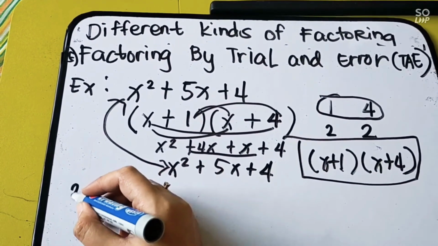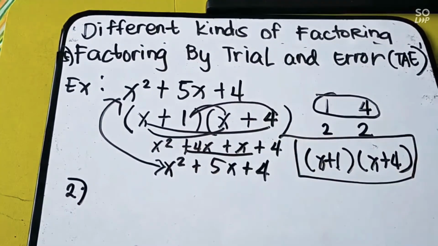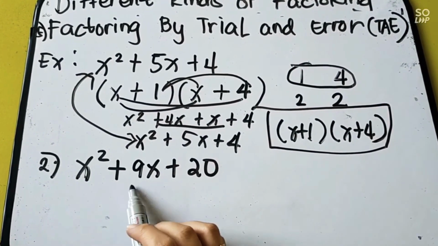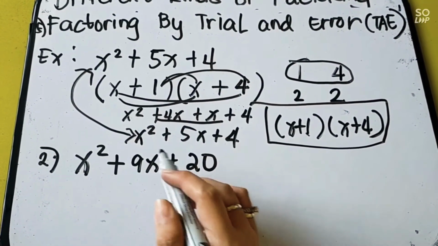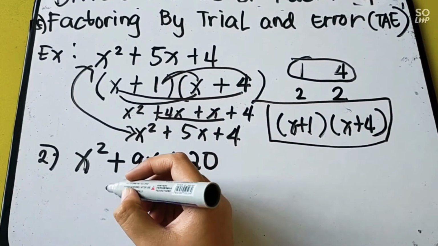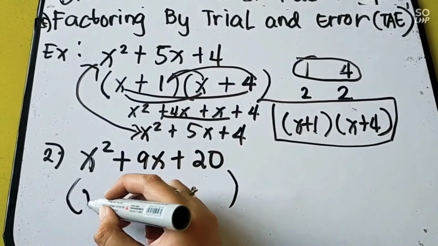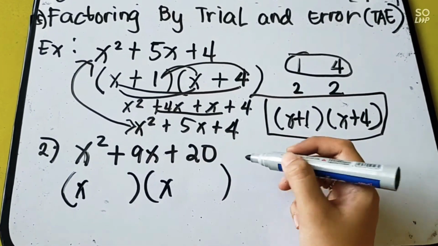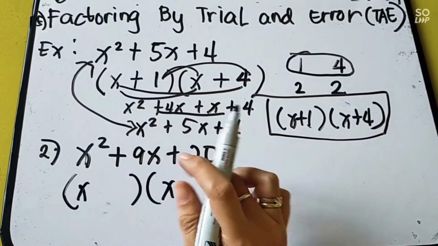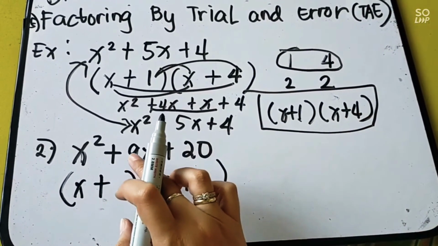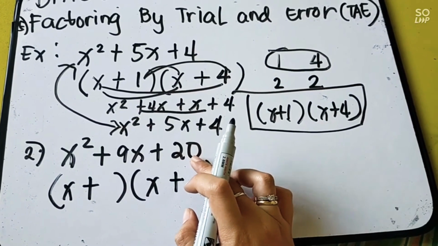Let us have another example. We have x squared plus 9x plus 20. Okay, x squared plus 9x plus 20. Let us have the factors. Factor ni x squared, we have x and x. Now, let us have 20. Since positive siya lahat, we are going to use both positive numbers. So, we have 9 and then we have 20.